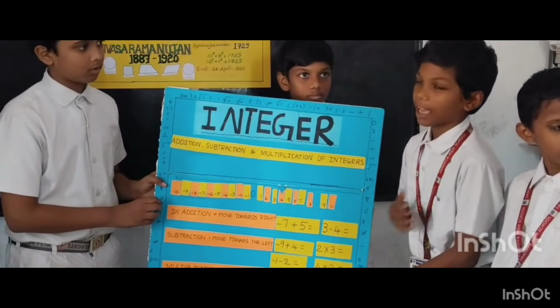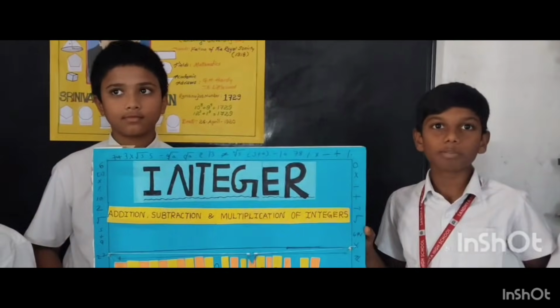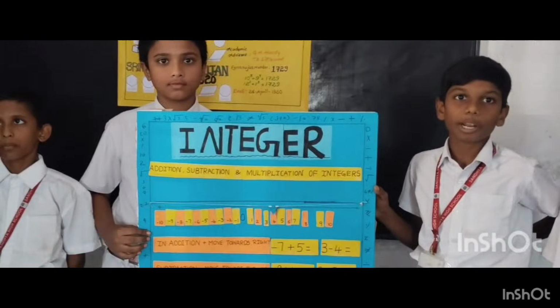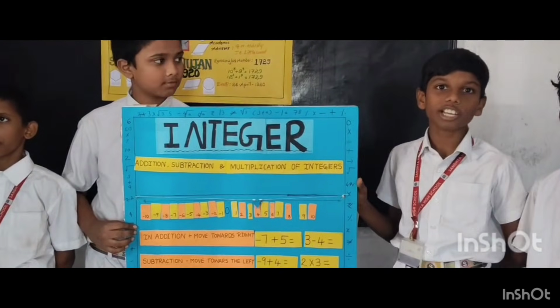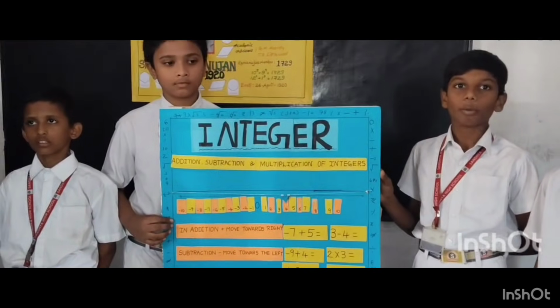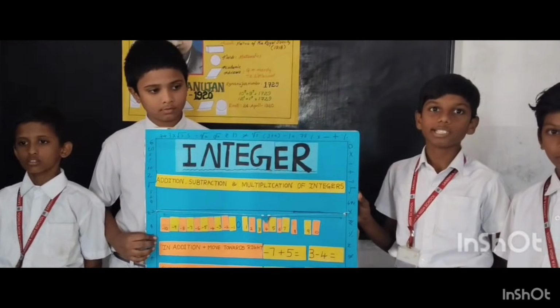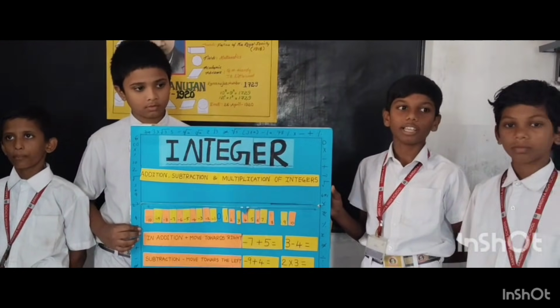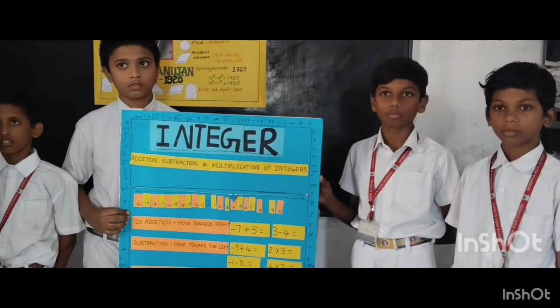below it. Thank you. There are two types of number lines that represent integers: horizontal number lines and vertical number lines. The product of an integer and 0 is always 0. Integers are easy to learn. Thank you.